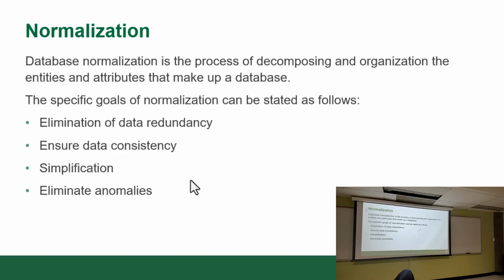There are specific goals for normalization. When you're done the normalization process, you want to hit all 4 goals. Elimination of data redundancy: you don't want duplicated data. If you have duplicated data, you probably have to run really complicated update routines. Ensure data consistency: if your data isn't duplicated, it's easier to make sure it's consistent because you don't have to keep updating things.